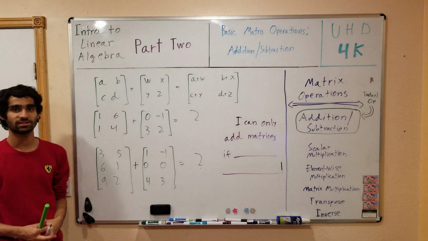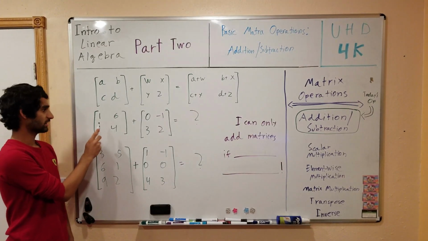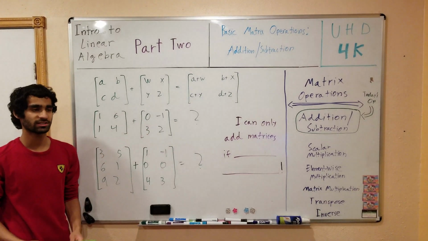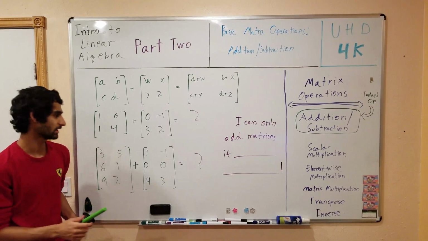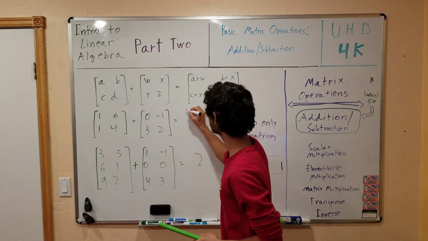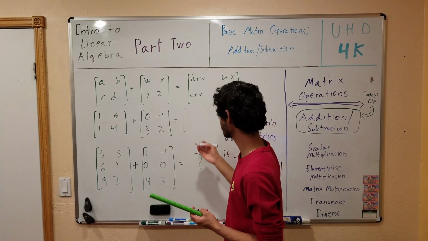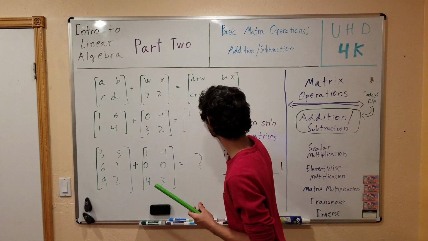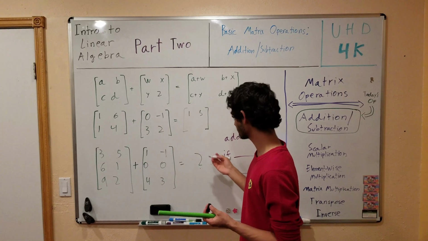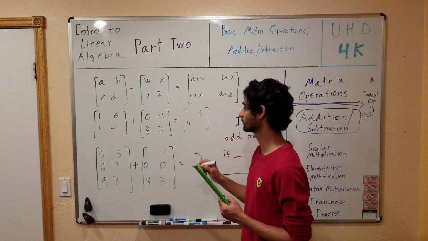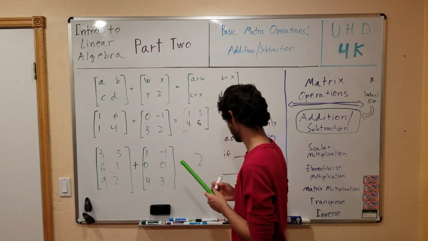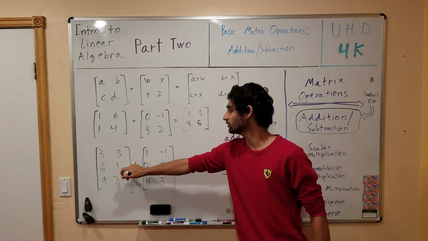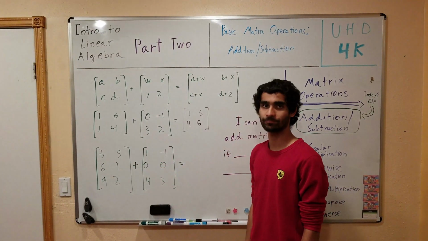Let's do an example in which I've got these two matrices: 1, 6, 1, 4 plus 0, negative 1, 3, 2. Well, what's the sum? All you got to do is add up the corresponding elements. 1 plus 0 is 1. 6 plus negative 1 is 5. 1 plus 3 is 4, and 4 plus 2 is 6. It's a piece of cake. All I gotta do is add up the corresponding elements. Now, why don't you go ahead, pause the video, and try to do this example.